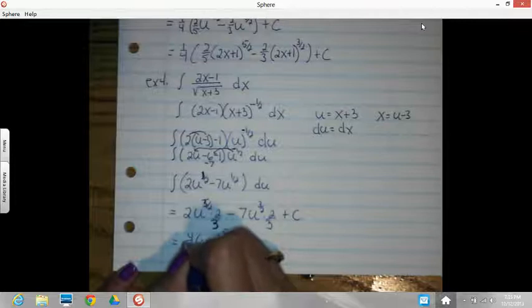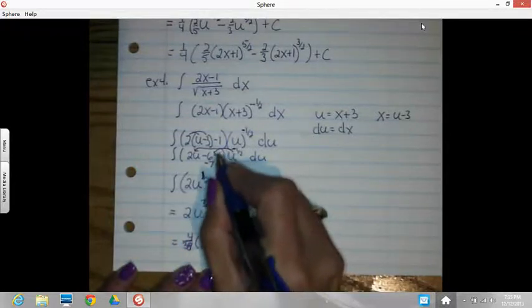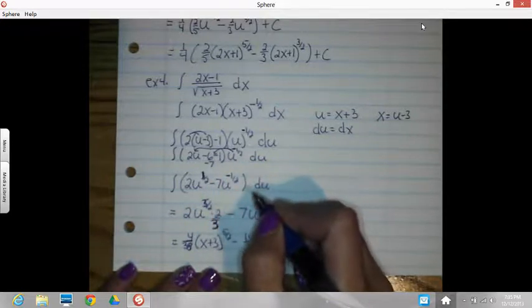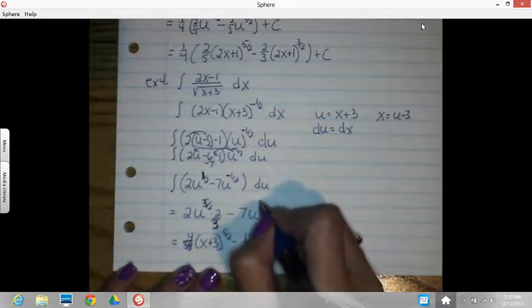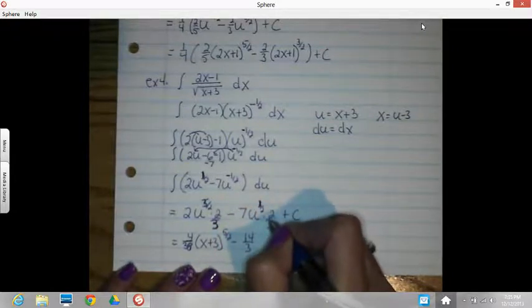Back here, this will be 7u to the negative 1 half. Adding 1 to that, I will get 1 half. Multiplying by the reciprocal will be 2. So that will make this 14 over 1.